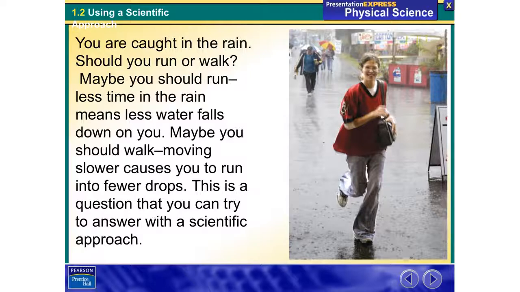What do you think? Which one should you do? Should you run or should you walk in the rain? Which one will keep you drier?